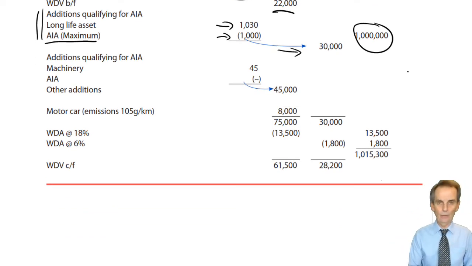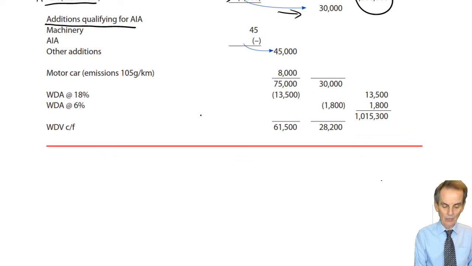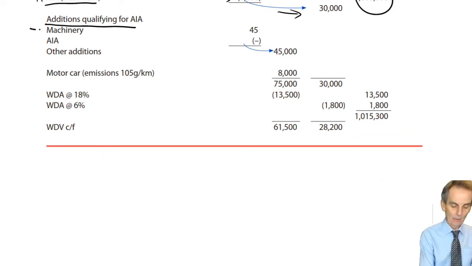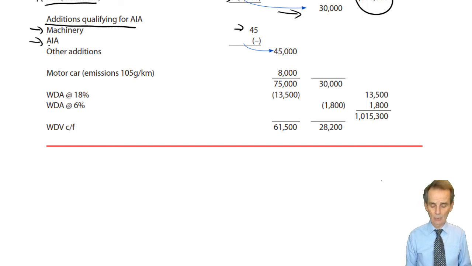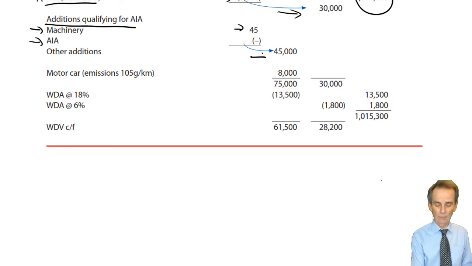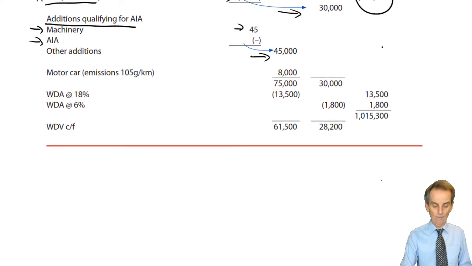Having allocated all of the AIA limit of 1 million to the long life asset, the special rate pool expenditure, now the second category, those that would go to the main pool, the additions that qualify for AIA, the machinery cost, 45,000. There is no AIA limit available to you. If the special rate pool expenditure had been less than 1 million, then some or all of that 45,000 would indeed have ranked for AIA. None of it does here, it's all been allocated. So all of that 45,000, again as you can see arrowed there, goes into your main pool column.